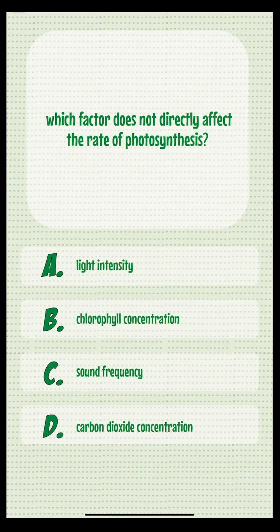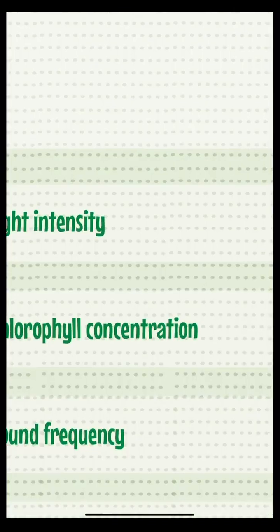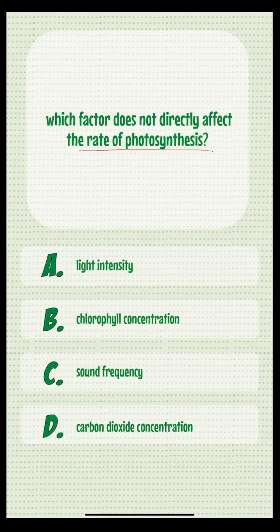Which factor does not directly affect the rate of photosynthesis? So this is the next thing we're going to look at. Out of these ones, what do you think does not affect photosynthesis? A, B, C, or D? C, C, C. So we got some people saying B, we got some people saying C. The ones that you learn in GCSE, you learn three that you need to know in a lot of detail. You need to know light intensity in a lot of detail. You need to know carbon dioxide concentration. And you also need one more that's not on this list.